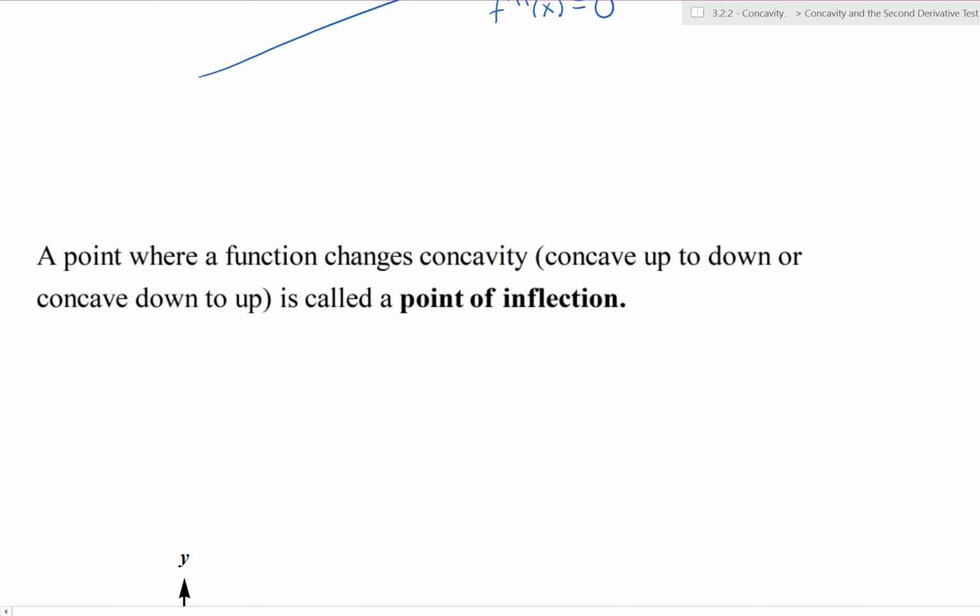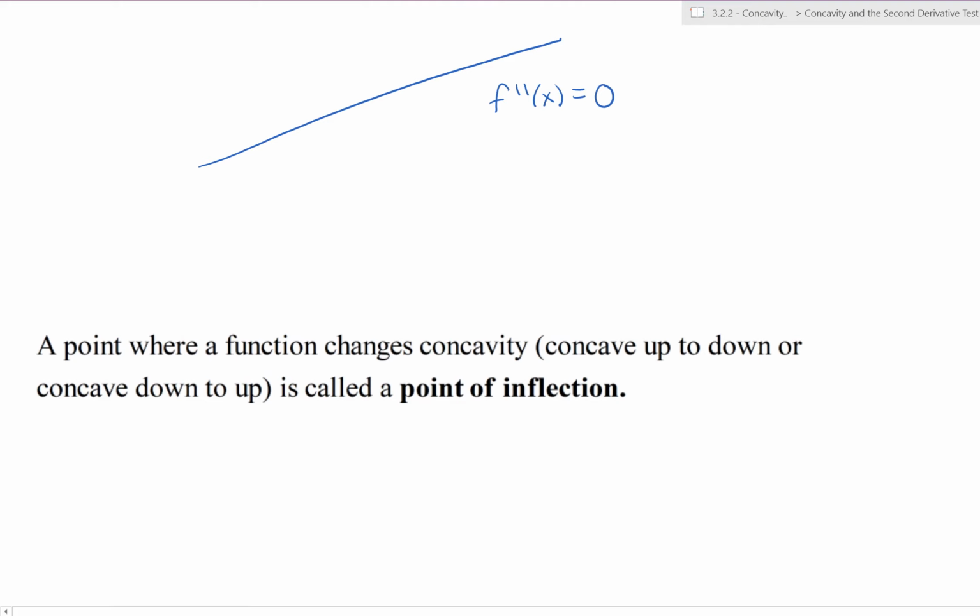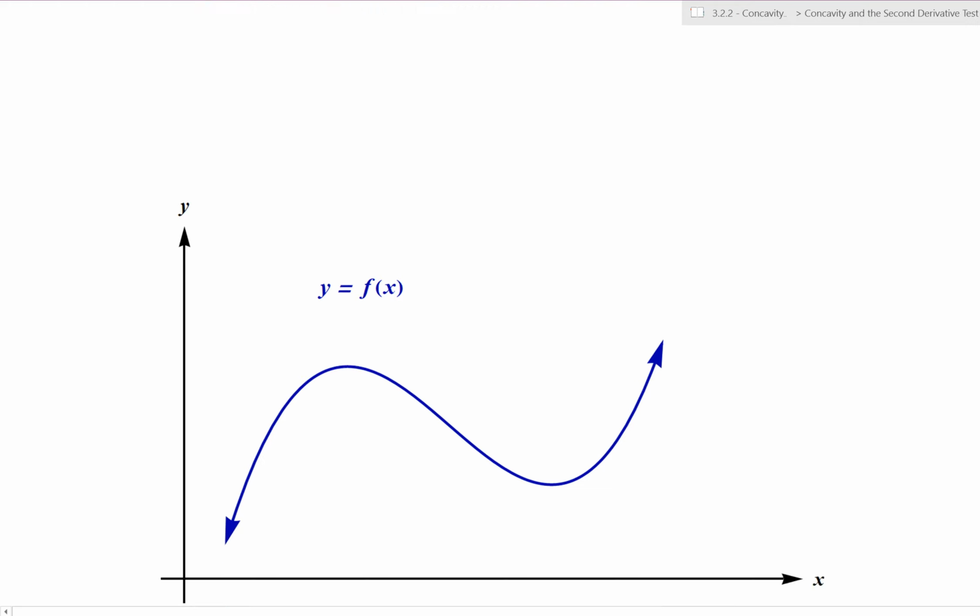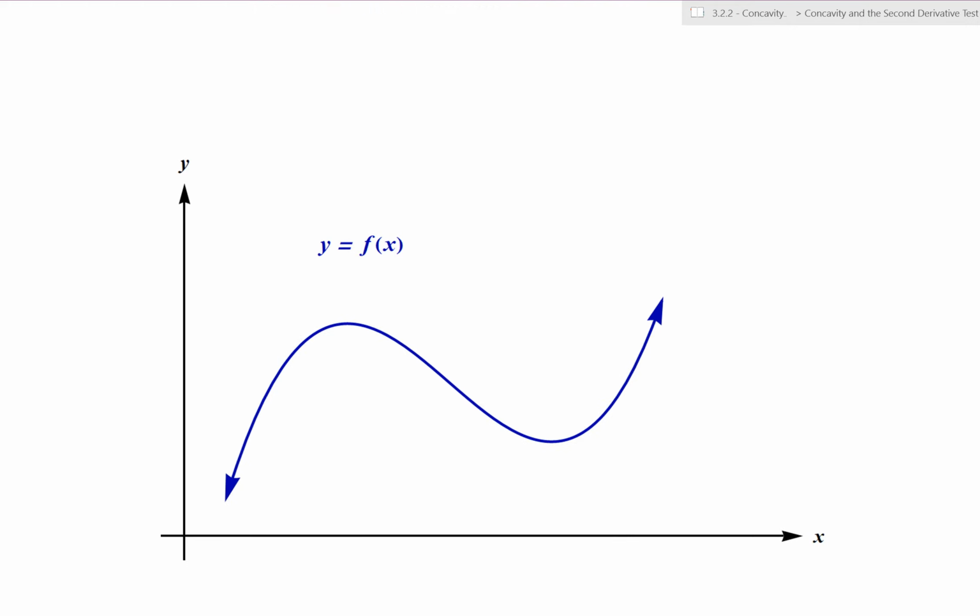Now, there are points of interest in which a function can change concavity. And when we say that a function changes concavity, we mean concave up to concave down, or vice versa, concave down to concave up. When that happens, we call that point a point of inflection, or simply an inflection point. So how can that look? Well, here's one such example of a function. We notice that right about there, let's just call that location c for the fun of it.